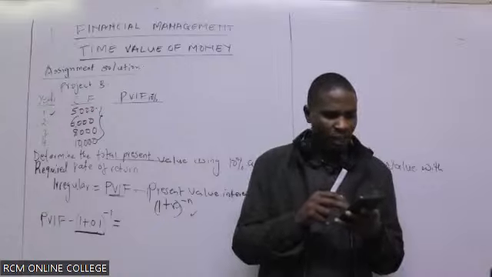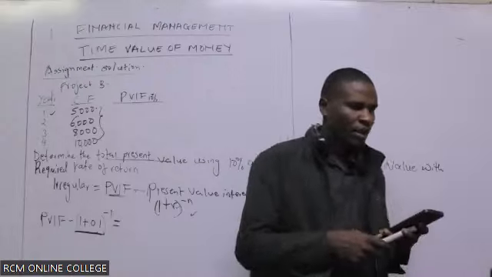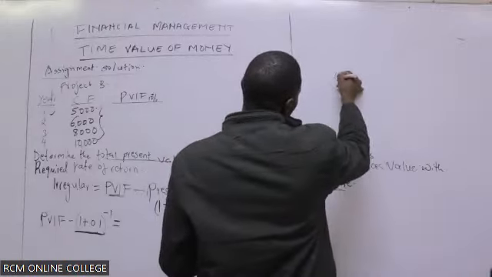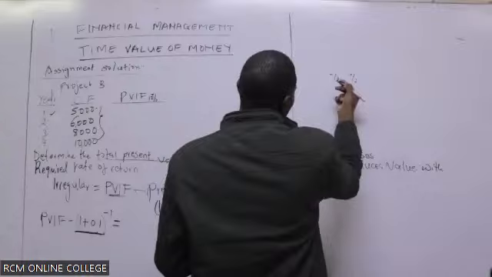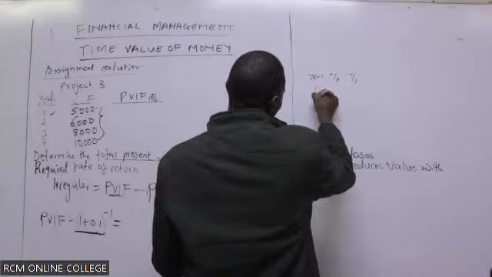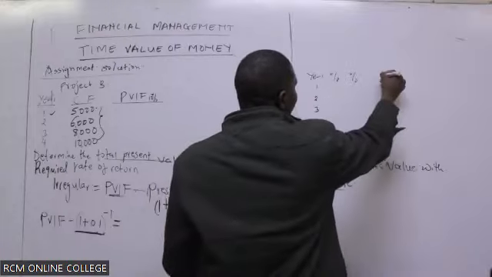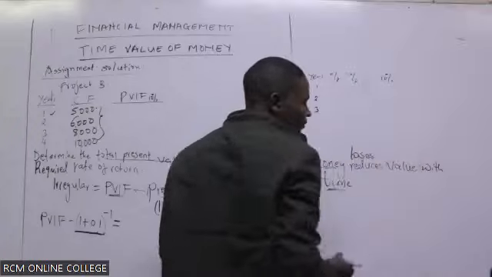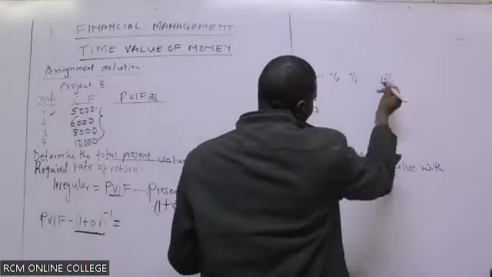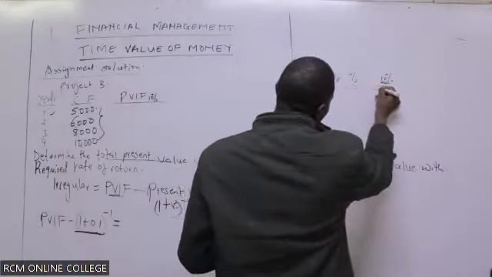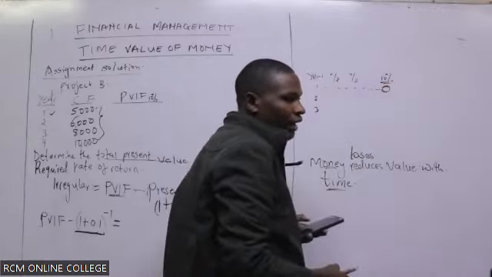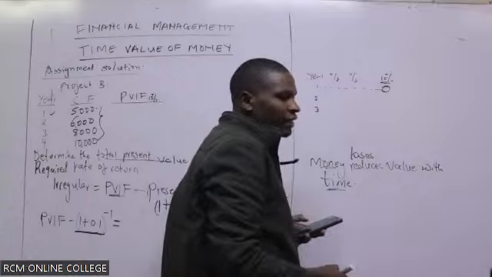For the table, you just look. You see, we are having rows and columns. We are having percentages in the row, and then we are having years downward. 1, 2, 3. So our percentage is 10%. For the person using the table, please, you go where we have 10%, and then where we have year 1, where they intersect, you read that value. So you say it is 0.9091.